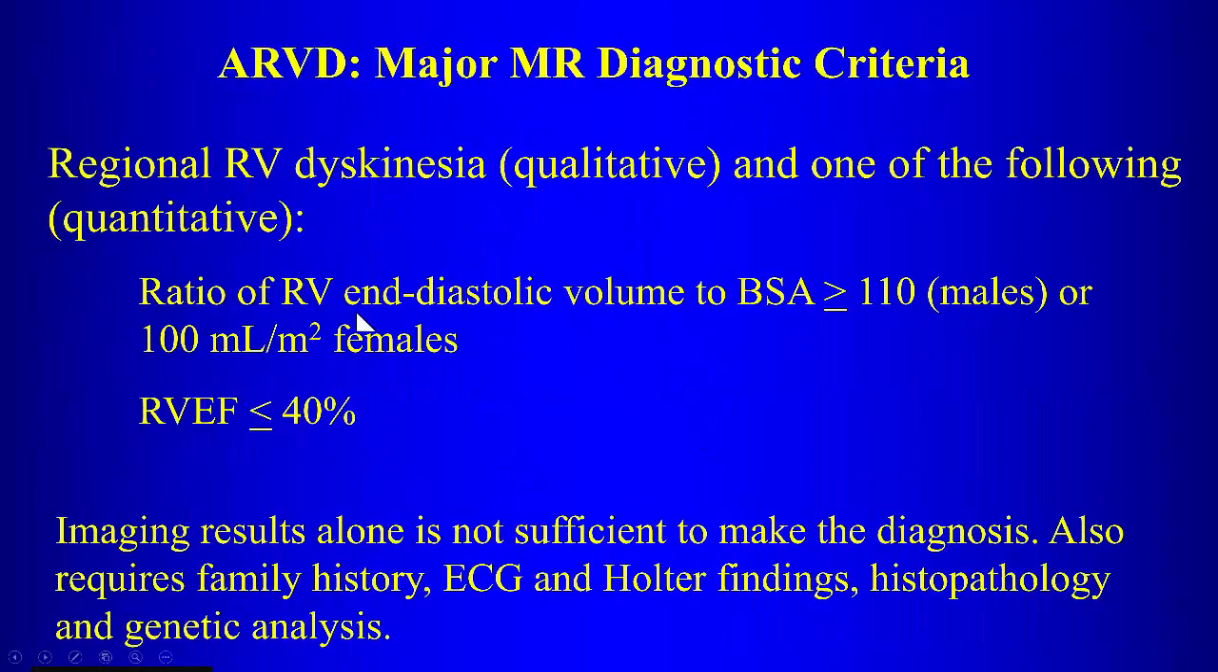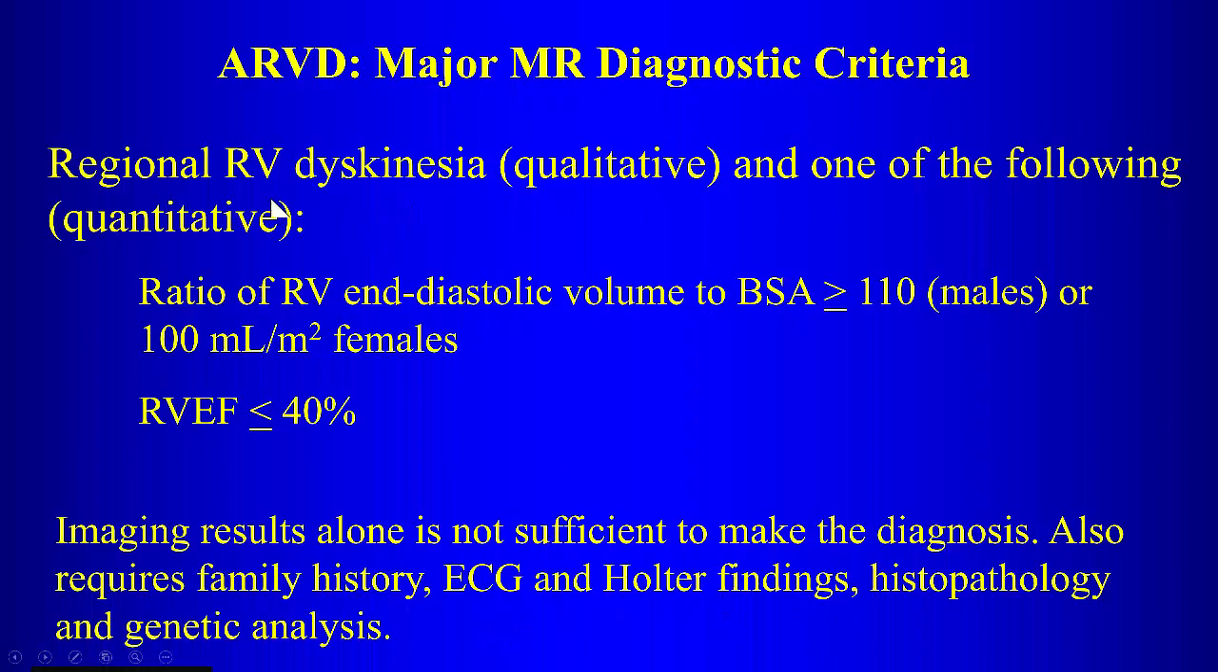So what do we look for in MR? There are major diagnostic criteria for ARVD that we use, although you have to realize imaging results alone are not sufficient to make the diagnosis, right? It also requires family history, ECG, Holter findings, histopathology, sometimes a genetic analysis. But there are these major criteria that we look for in MR.